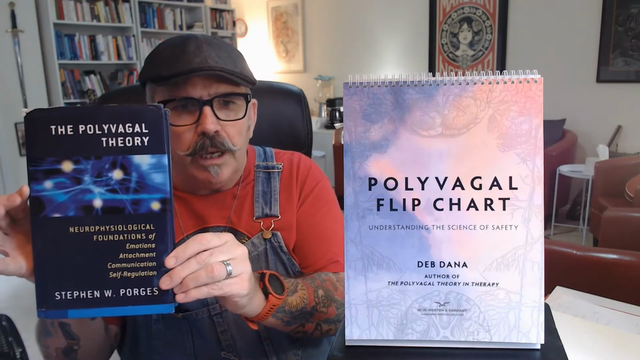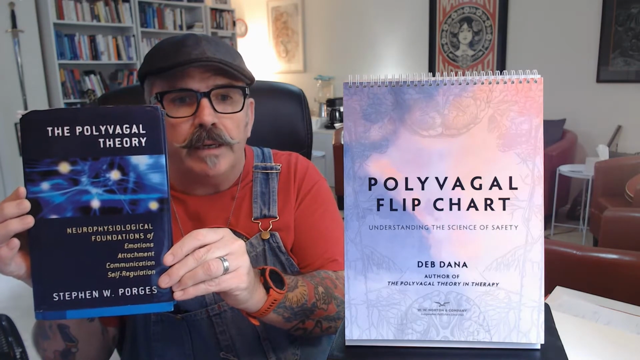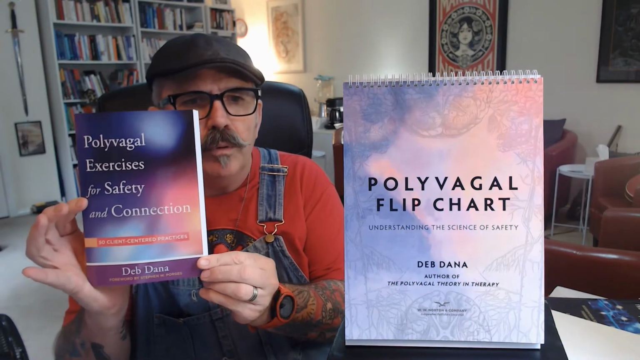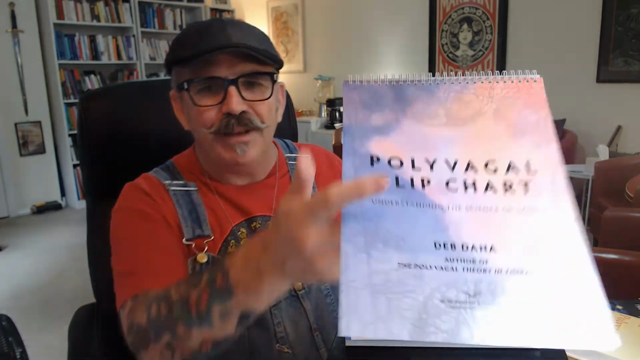This book is really, as it says there, neurophysiological foundations of emotions, attachment, communication, and self-regulation. Now, Stephen certainly has championed Deb Dana's work, and Deb's got her own The Polyvagal Theory in Therapy and a great workbook, the Polyvagal Exercises for Safety and Connection. So she also made this flip chart. Now, I haven't read through this before, so I'm going to do my best, and this will be an odd MOvember video, but let's give it a go.